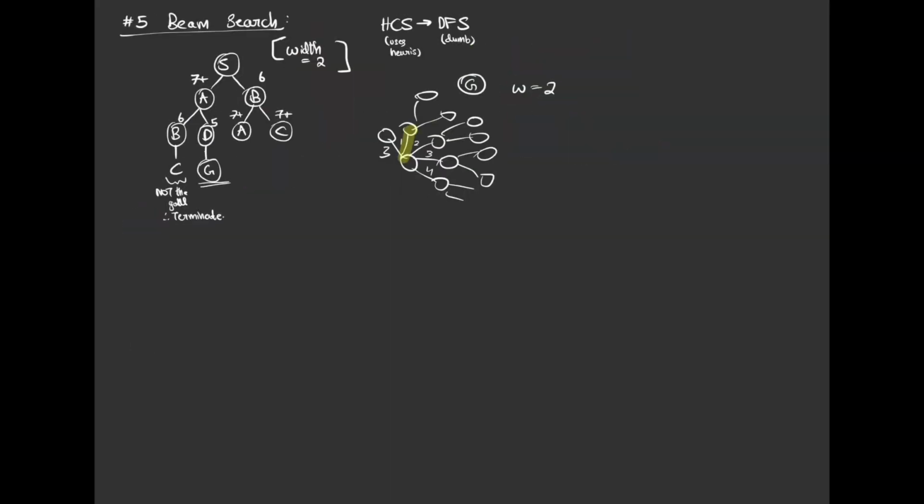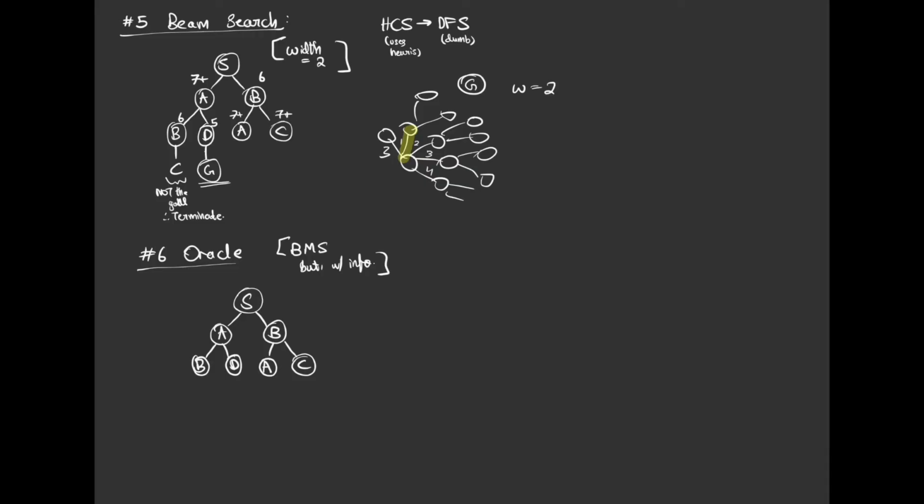Now let's go on to our sixth one, which is our oracle. Our oracle is essentially this BMS, but with info. So what does that mean? You start with S, you go with A and B. From A you can go to B and D, and from B you can go to A and C. But then you said you were going to use info. Why are you going to use info?